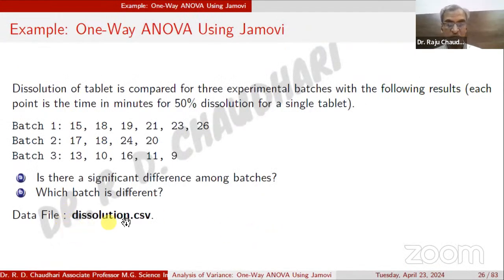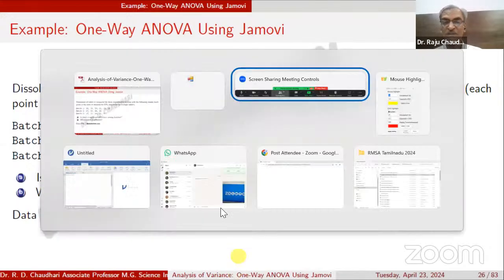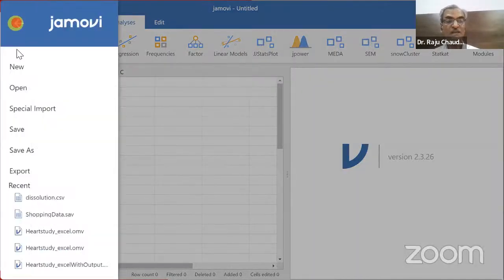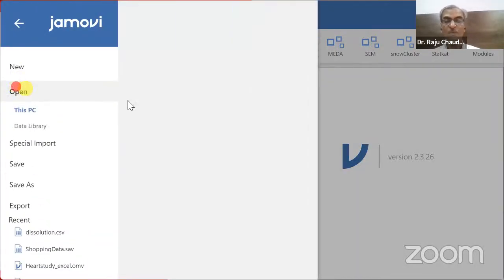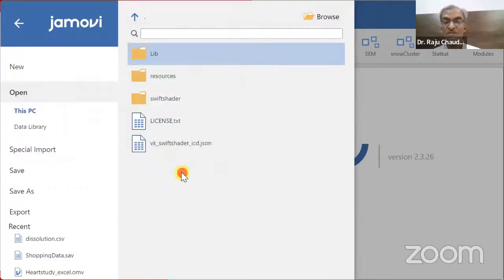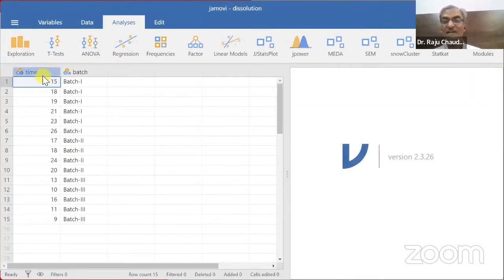Already I have this file, the dissolution.csv file. So let us open the file in Jamovi. This is the data file, then menu, then open, and then go to the corresponding folder. And this is my CSV file, dissolution.csv. Once you open that file, you can see that there are two variables and 15 observations. Look at this, from 1 to 15, so 15 observations and two variables.